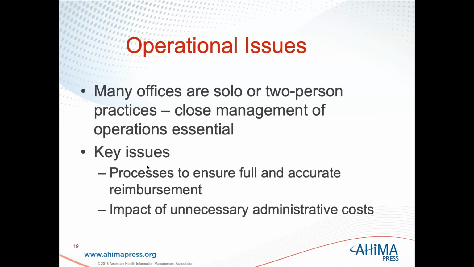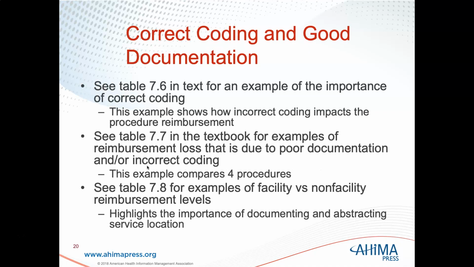There are some operational issues. Many offices are solo or two-person practices, so there's close management of the operations needed, and they have to have processes to ensure full and accurate reimbursement, impact of unnecessary administrative costs. Obviously, correct coding and good documentation are crucial to reimbursement. And on page 147, it shows you a comparison of the impact of coding on non-facility reimbursement under RBRVS. And table 7.7 shows non-facility revenue loss from incorrect coding or incomplete documentation under RBRVS. So it shows you how there can be payment losses.